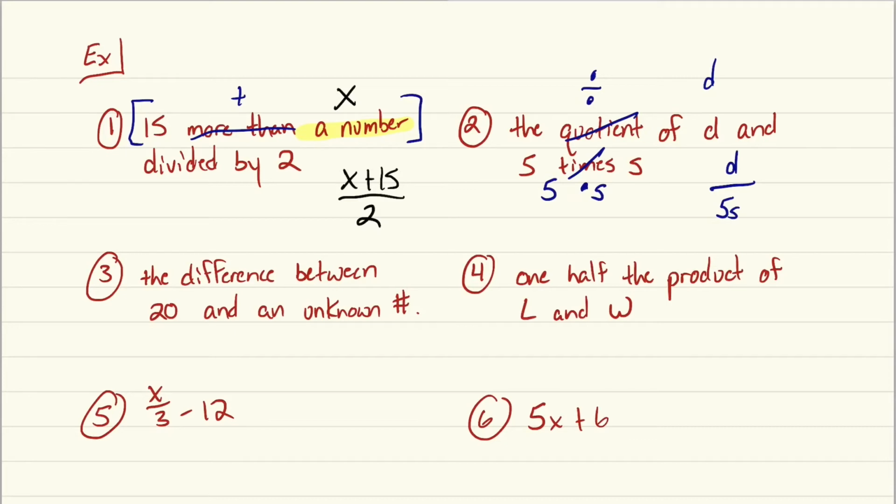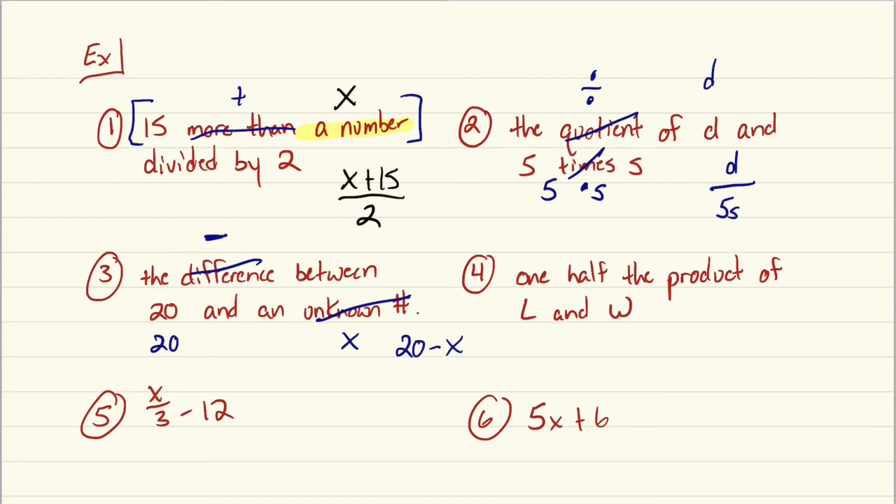All right. Number 3, it says the difference between 20 and an unknown number. Okay, so difference we know is subtraction. Then we have 20, and we have an unknown number, which is just another way of saying our variable. So if I just need the difference between 20 and an unknown, that's just going to be 20 minus x.